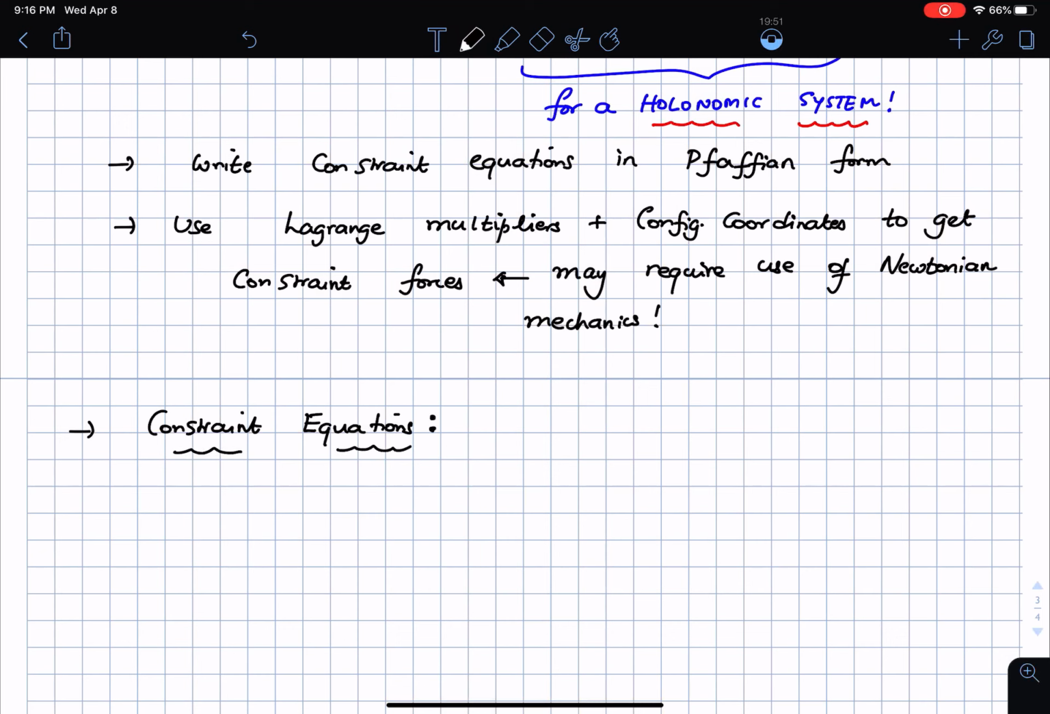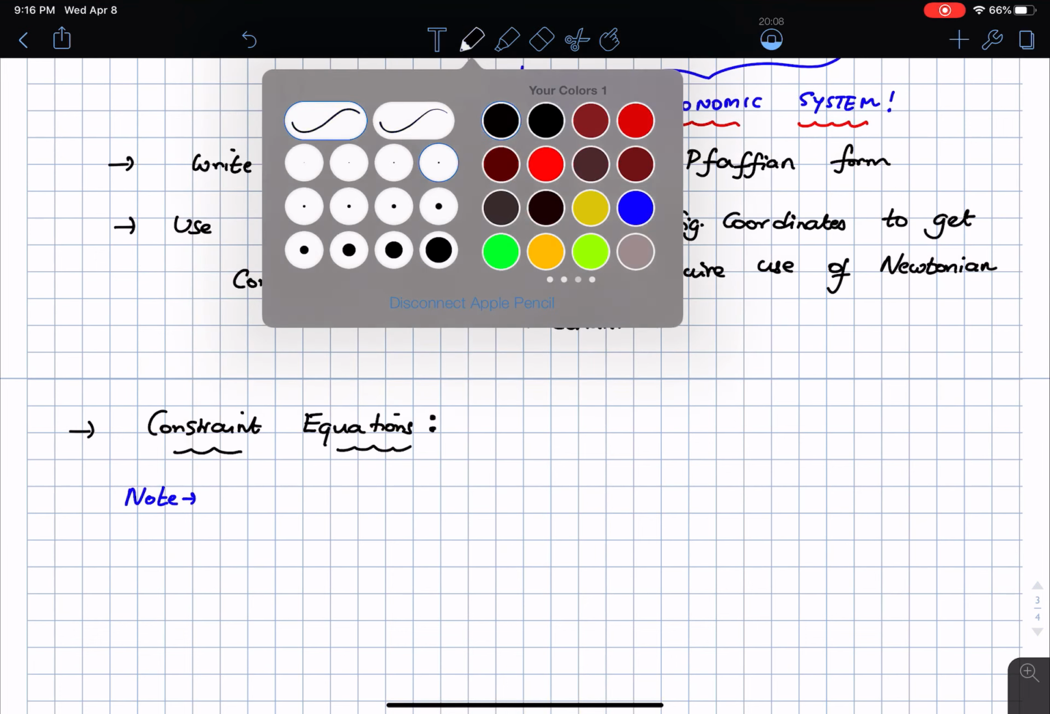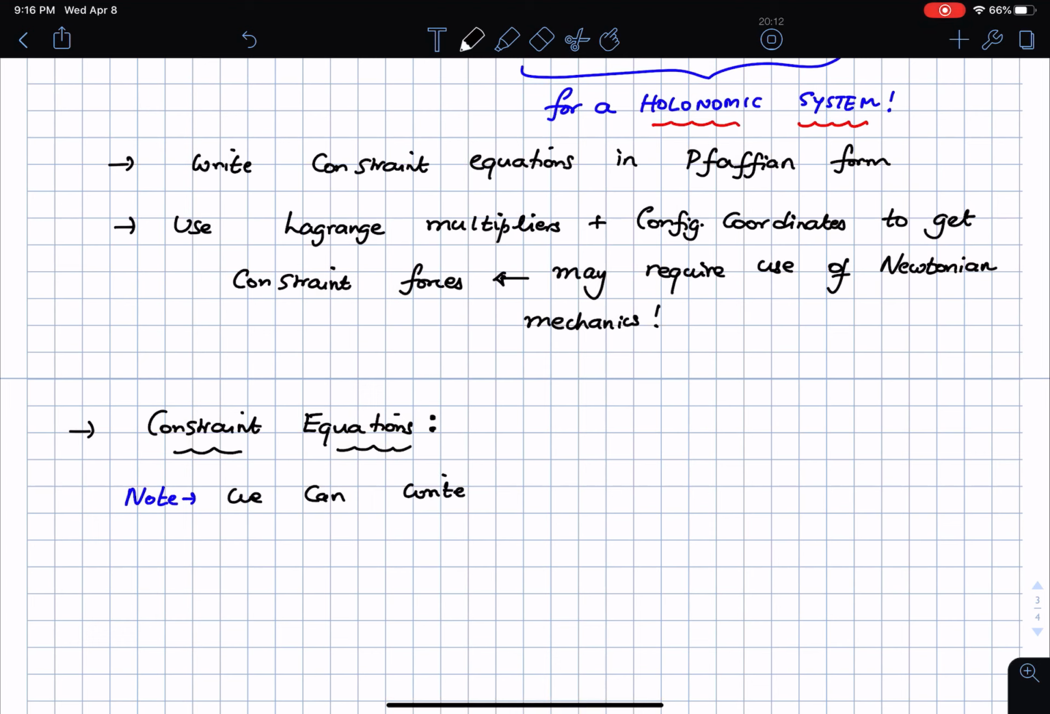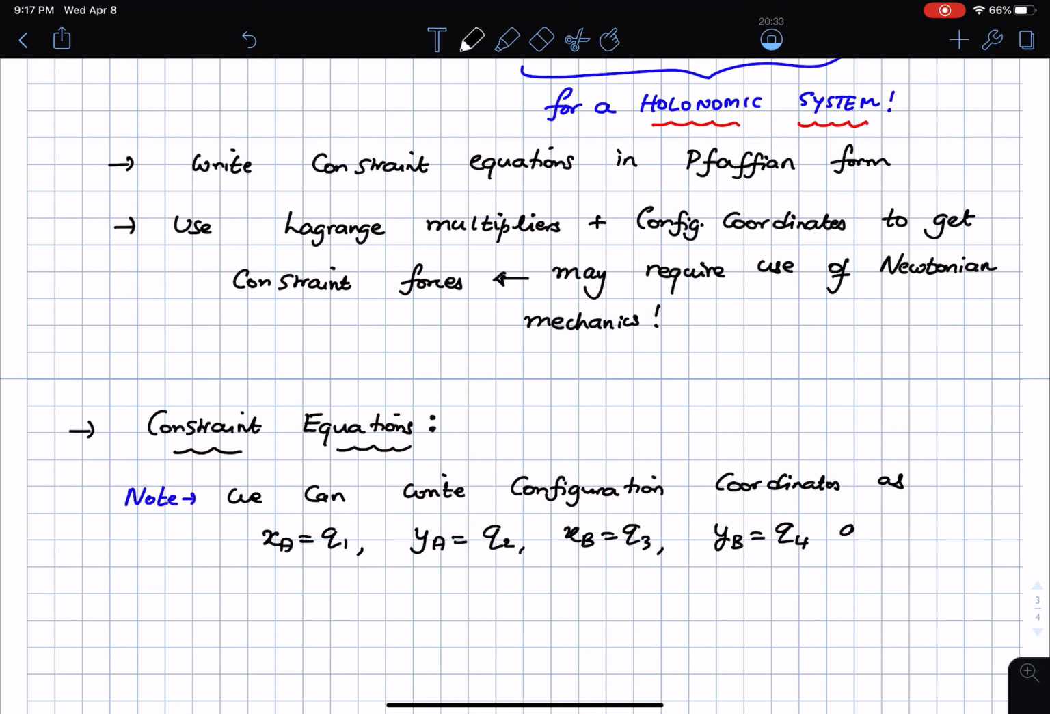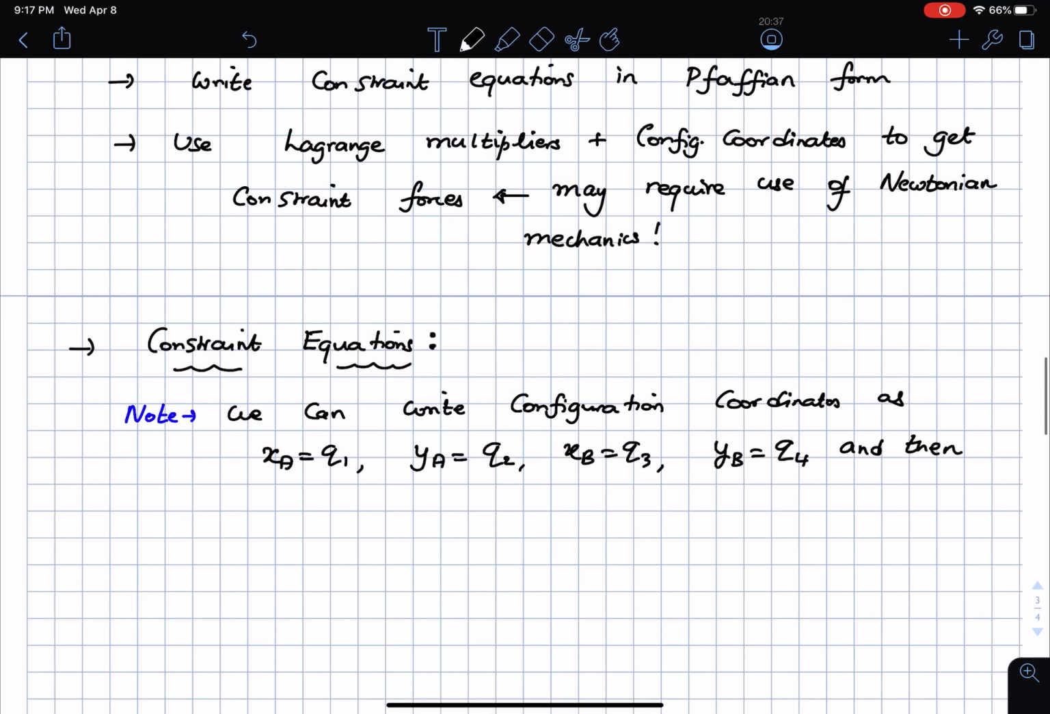Okay. Now, one thing that we can do is we can write the configuration coordinates in the form of Q1, Q2, Q3, and Q4. I'm loath to do that because I want to show you what's actually going on. So one quick note that I want to make here. We can write configuration coordinates as the following. Okay, xa is equal to q1, ya is equal to q2, xb is equal to q3, yb is equal to q4, and then write the Pfaffian form of the constraints and then solve the problem.